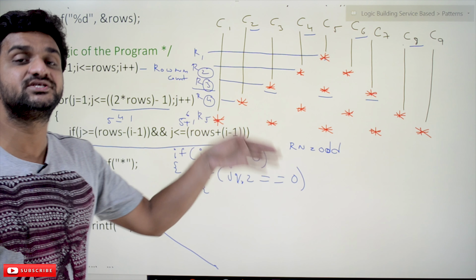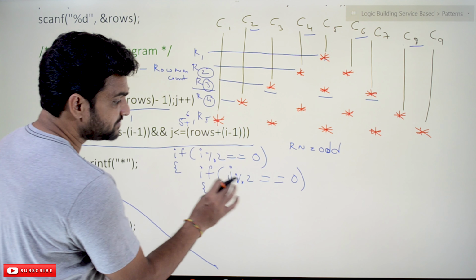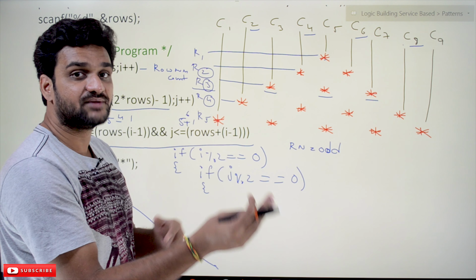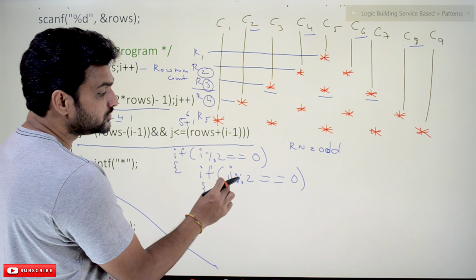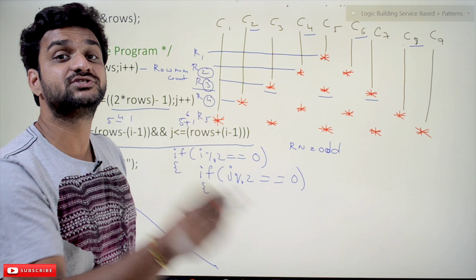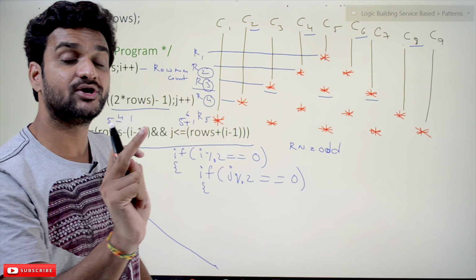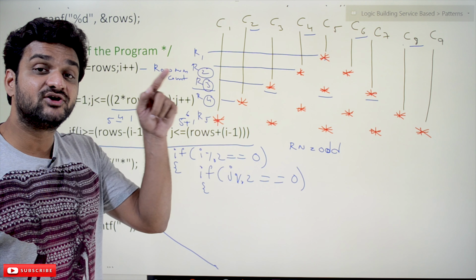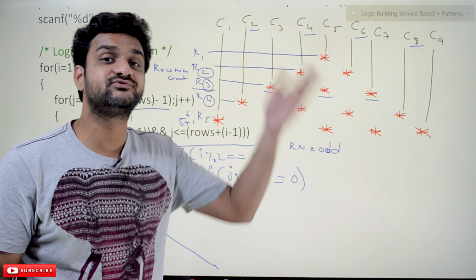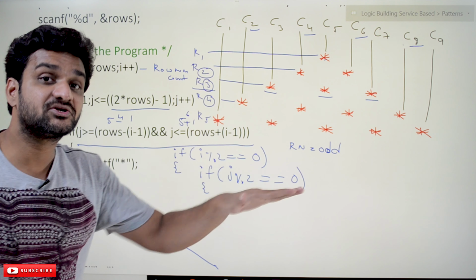If the j value is an even number, see here, j mod 2: 4 mod 2 is 0, 2 mod 2 is 0, 4 mod 2 is 0, but 5 mod 2 is going to be 1. The remainder is going to be 1, which means the value of j is 5, so we are in an odd column. In the odd columns we have to print space. In the even columns we have to print.